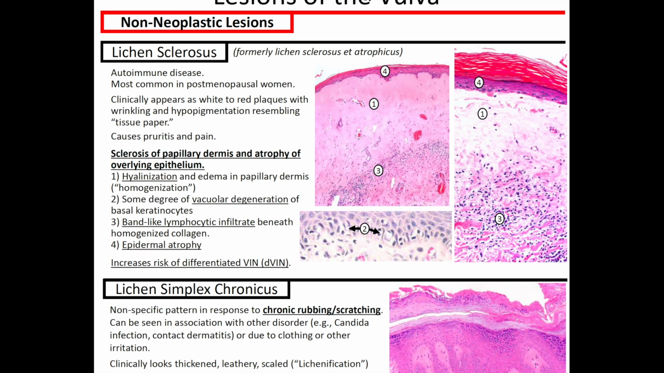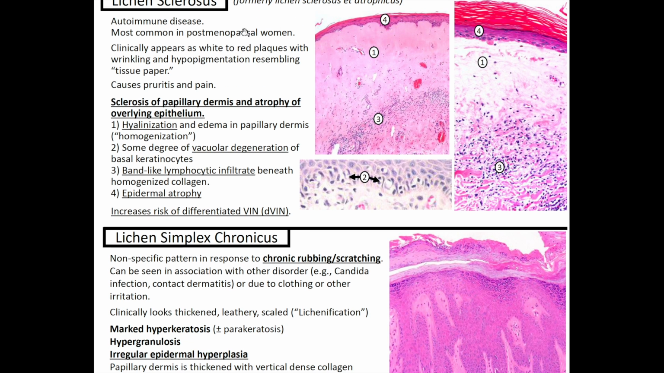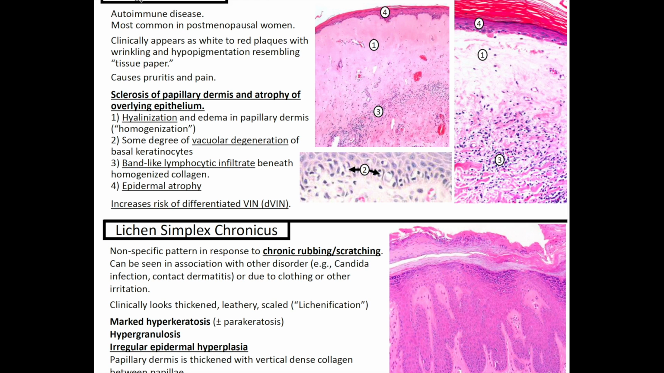So in the lesions of the vulva, the first category is non-neoplastic lesions, and the first of which is a classic, lichen sclerosus. Formerly this was known as lichen sclerosus atrophicus, or you'll sometimes see it referred to as LSA. Lichen sclerosus is an autoimmune disease. Most commonly occurs in postmenopausal women. Clinically, it appears as white to red plaques with wrinkling and hypopigmentation, resembling tissue paper.